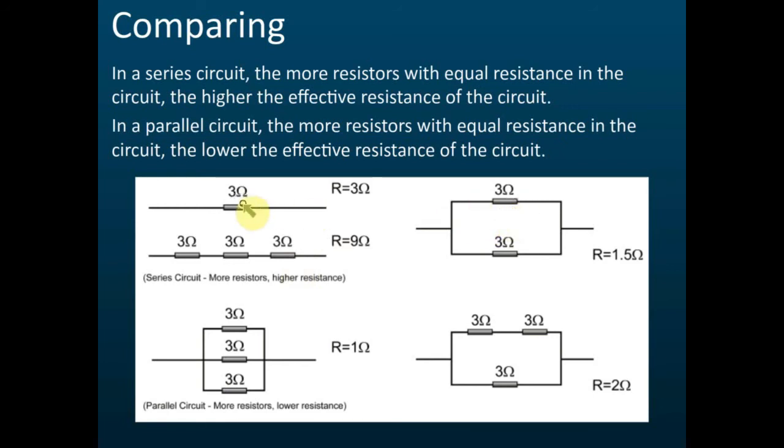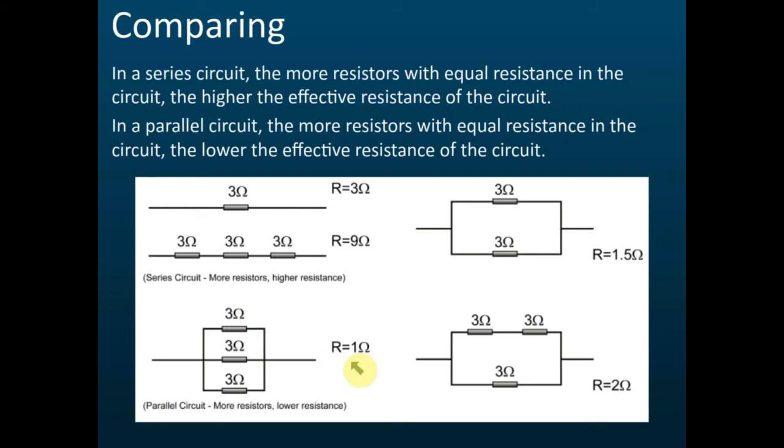Same, still 3 ohm resistors, but we connect them in parallel. We have learned that if we connect the 3 ohm resistors in parallel, then the effective resistance will be 3 divided by 2, right? The resistance of one resistor divided by the number of resistors. Two resistors, so we divide by 2. The effective resistance is 1.5 ohm. If we have 3 resistors, then 3 ohm divided by 3, it's 1 ohm.